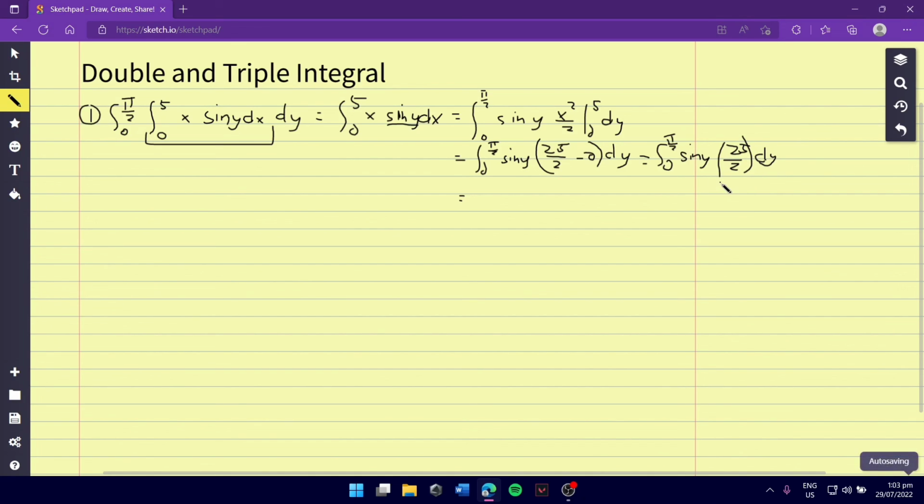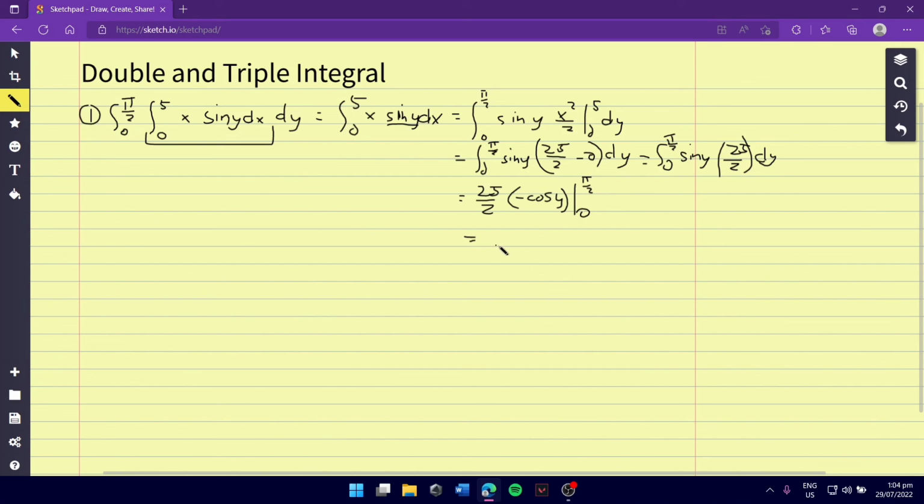Next, we'll solve for the outer term, for the second integral. So the integral of sine y times 25 over 2 dy from 0 to pi over 2. We first take out the constant, which is 25 over 2. And then the integral of sine is cosine, so this will become negative cosine y, with the limits from 0 to pi over 2.